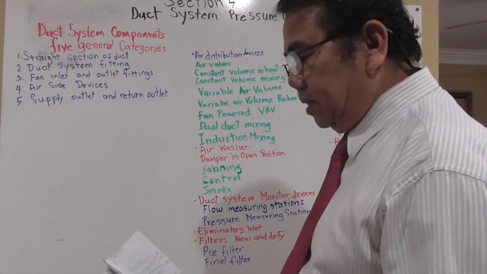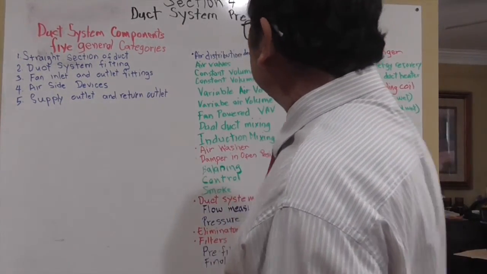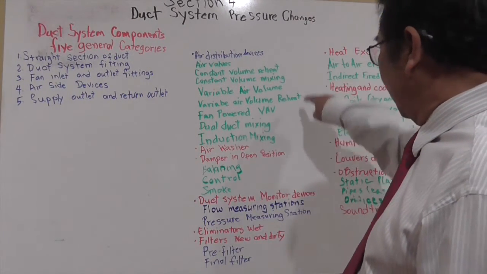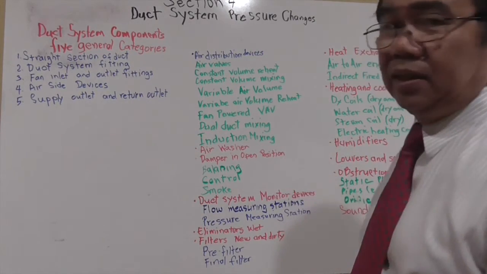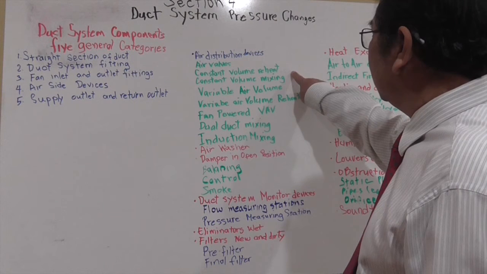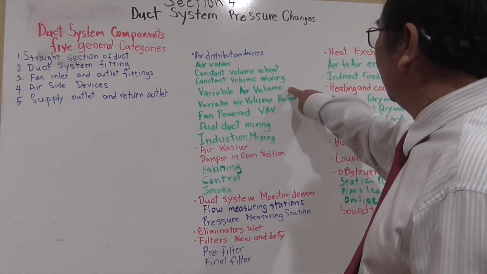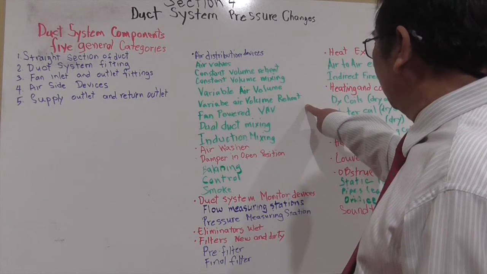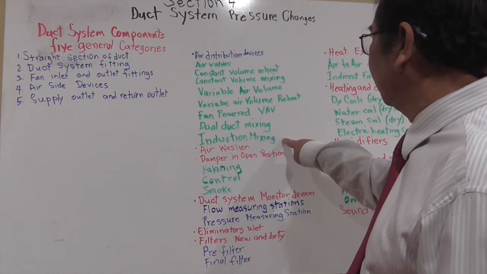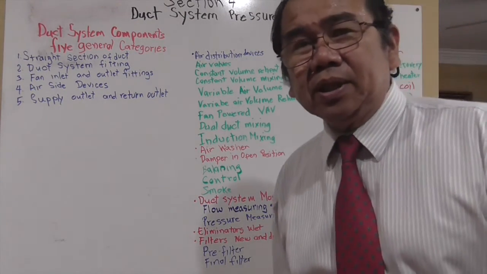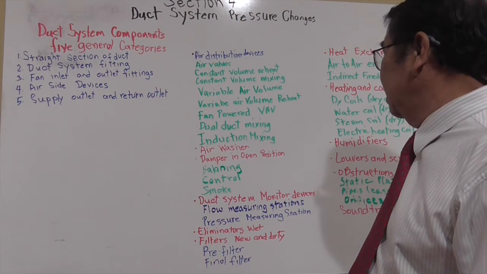Okay, so the different airside devices that we put inside the system are written here, which I will read to you. They are the air distribution devices. We have the air valve, constant volume reheat coils, constant volume mixing, variable air volume VAV, variable air volume reheat, fan powered VAV, dual duct mixing, and induction mixing. The other devices we put inside the airstream are the air washer, and then inside there too we put air dampers. Okay, they can be dampers in open position.